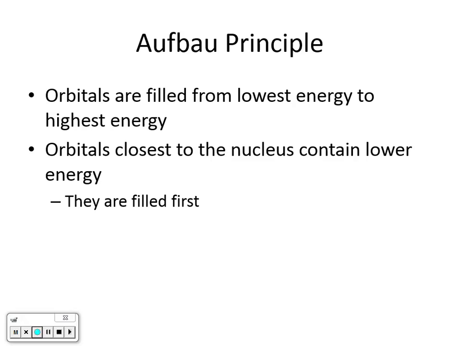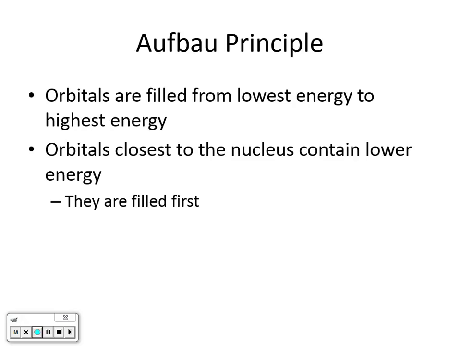Can we make an electron move from the lowest energy orbital? Can we get an electron to move out of the lowest energy orbital? Yes. We have to do what? We have to give it energy. We have to do work to make it move to a higher energy state.